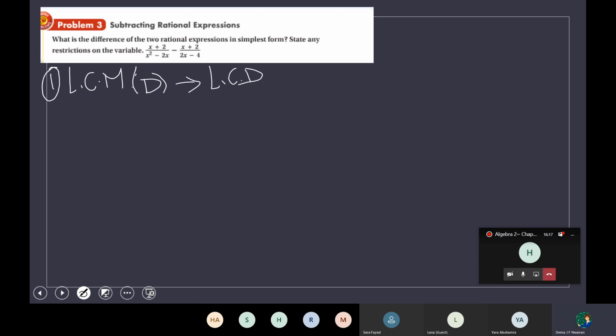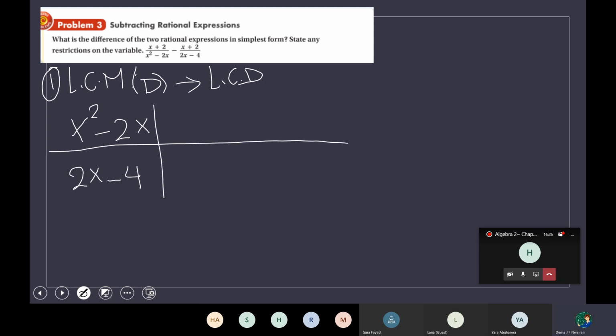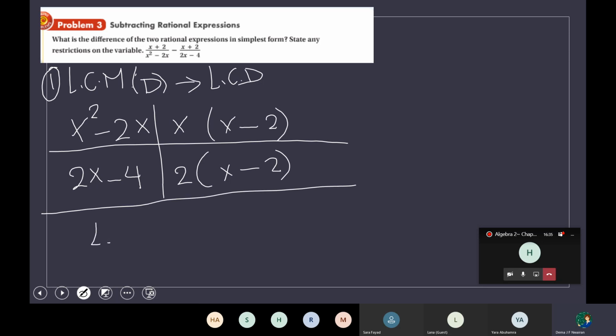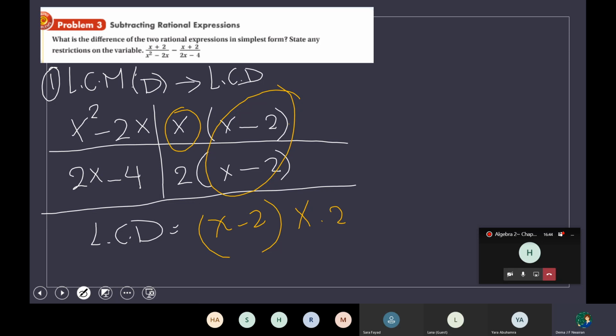Now, let's start. The denominators here are x squared minus 2x and 2x minus 4. Let's take x as a common factor, so it will be x minus 2. Let's take 2 as a common factor, it will be x minus 2 also. So the least common denominator here will be, the common are x minus 2, and x and 2.